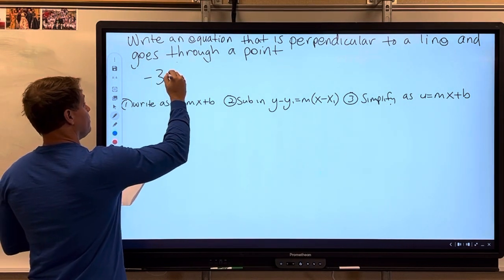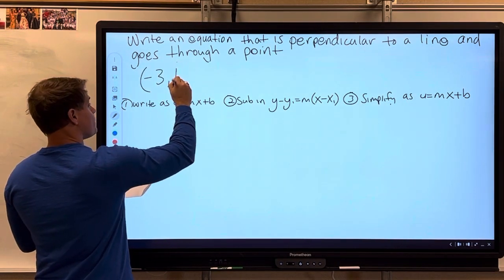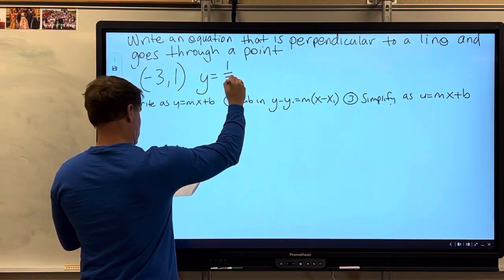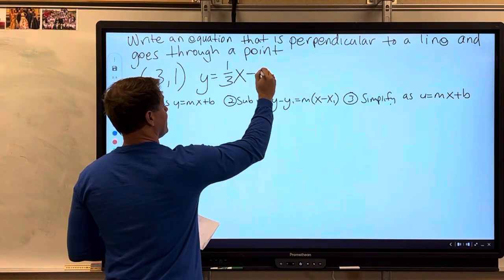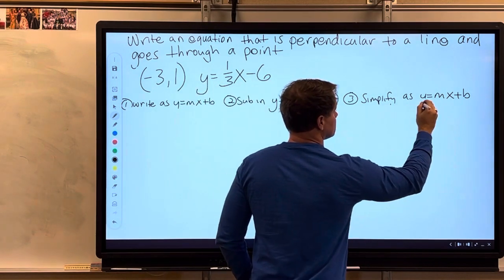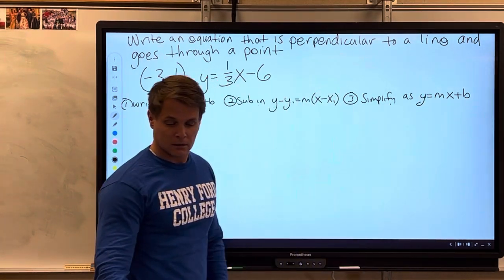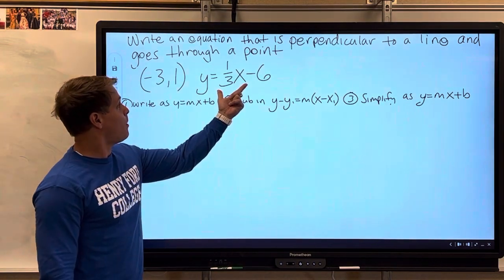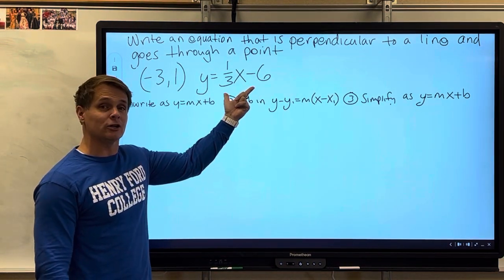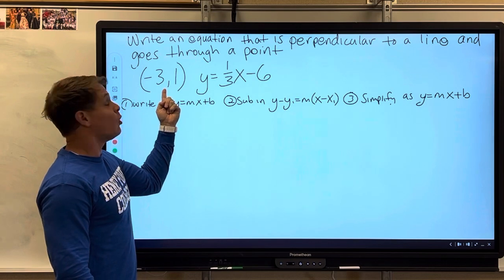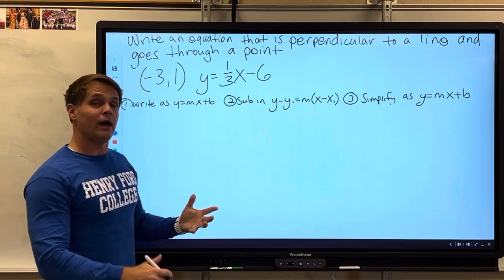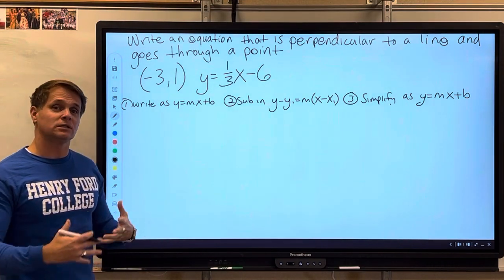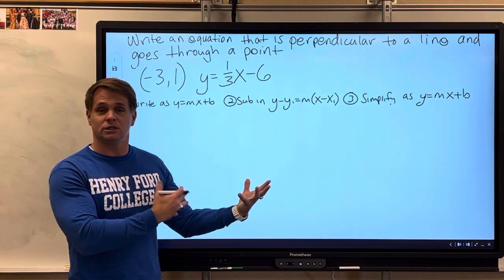So I have the point (negative 3, 1) and y = 1/3 x minus 6. Go ahead and try this problem on your own. Come up with a line that's perpendicular to this line, but it goes through this point. Go ahead and press the pause button. Give it a try. When you're done, press the play button. I'll do it, and we'll see if we got the same answer.